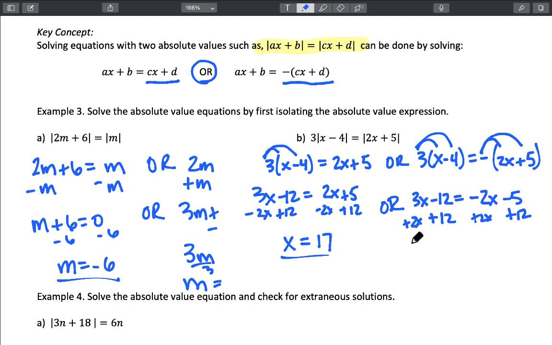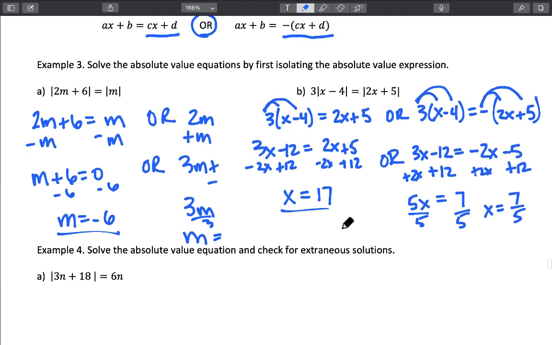So we have 3x plus 2x, which gives us 5x is equal to negative 5 plus 12, which is 7. Dividing both sides now by 5, we get x is equal to 7/5. And we can leave our solution as that fraction. Alright, so that is solving equations with two absolute value expressions. Remember, you're going to set them up just like you did before. One set equal to the positive value of that right side of the equation, and one set equal to the negative value of that right side of the equation.